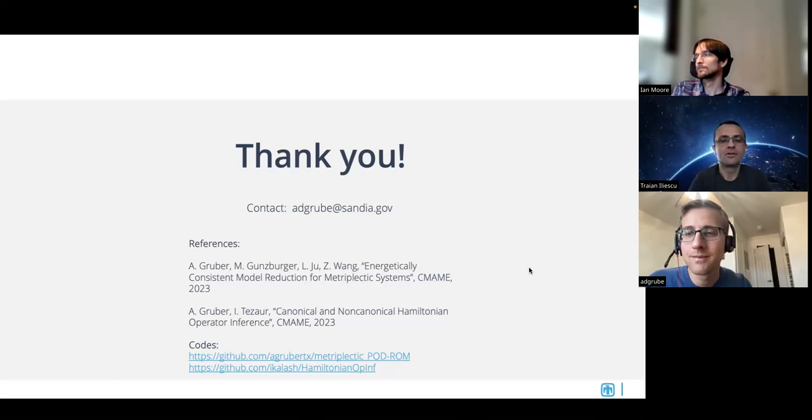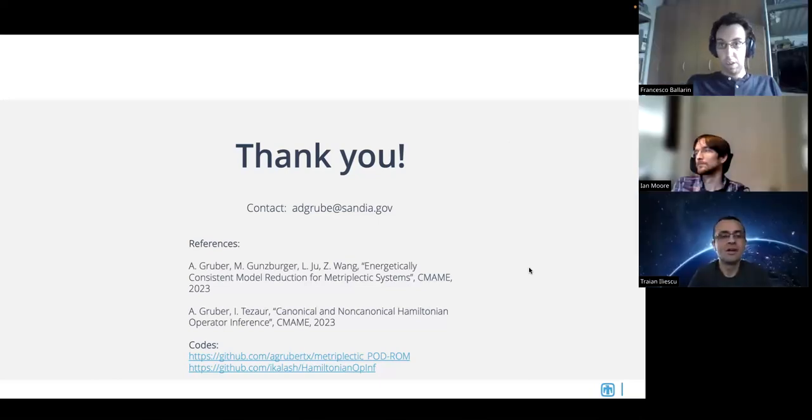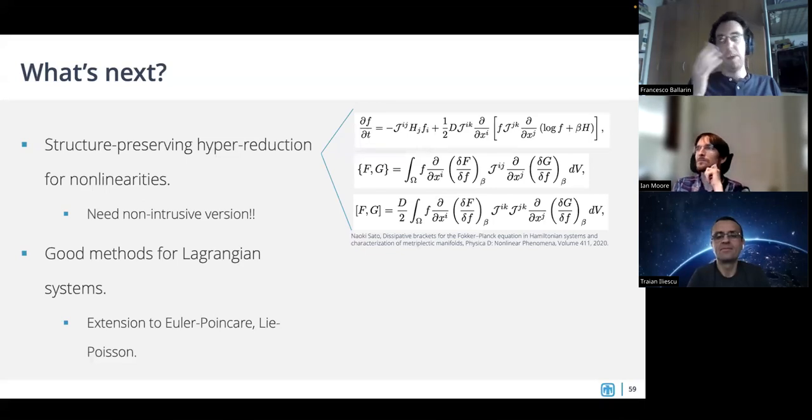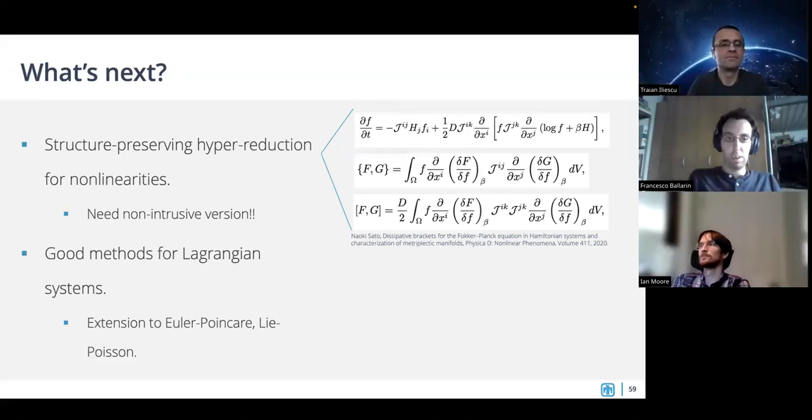Let's see if there's anyone else. I mean, I can ask maybe again one curiosity, especially on this final slide about the future work. So, yeah, about this hyper reduction. In your opinion, how would this structure preserving hyper reduction work, let's say in the ideal setting? And second curiosity I have on this is, could operator inference also be used for hyper reduction? Do you envision any way of connecting the two?